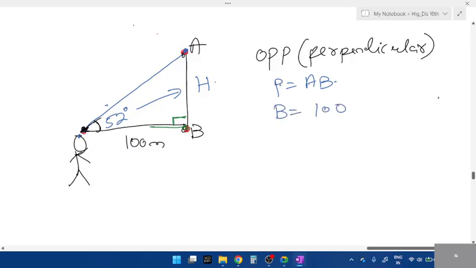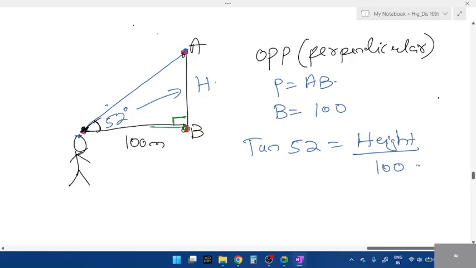And what is that 100 given? Base. Which formula do we use for perpendicular and base? Sorry, I gave you the answer. Tan. Tan of the angle given is equal to, what's the value? AB. AB is what? Height. You can just write height or just keep it as AB. Doesn't matter.